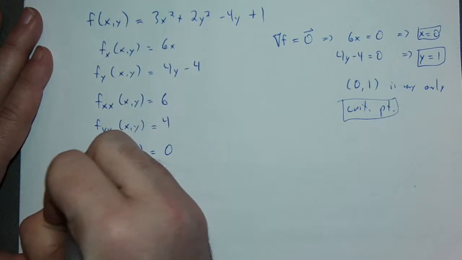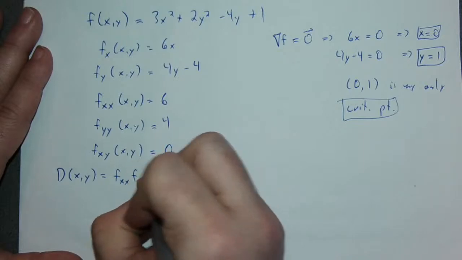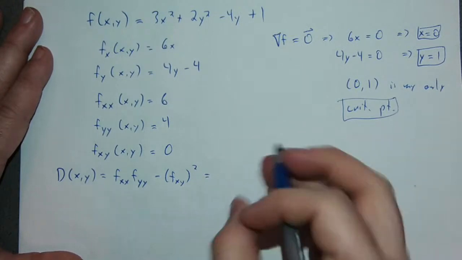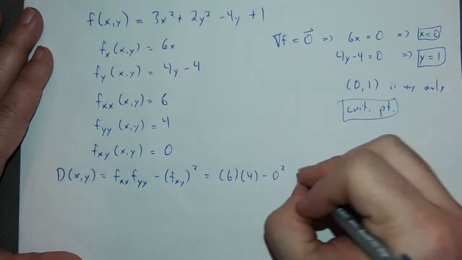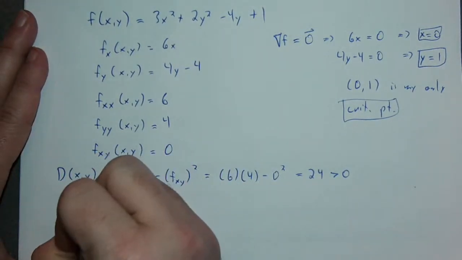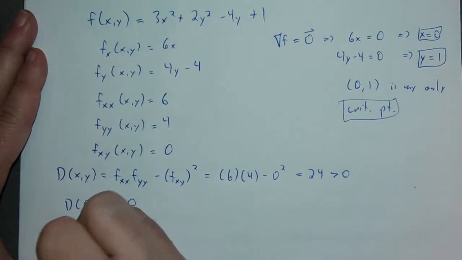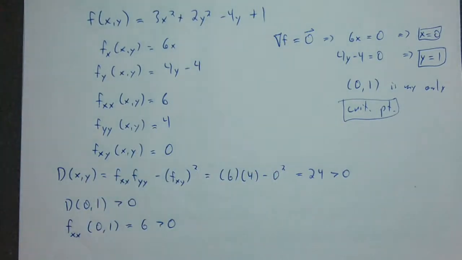So my discriminant is the double x partial times the double y partial minus the xy partial squared. But this is just 6 times 4 minus 0 squared, right? So this is just 24. So that's always positive. It doesn't matter what x, y you plug in. It's always positive. And so D of 0, 1 is positive. And let's look at the double x partial. The double x partial at 0, 1 is 6, because it's always 6, which is also positive.